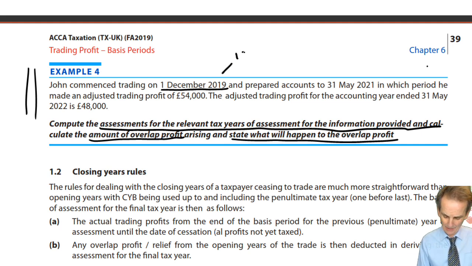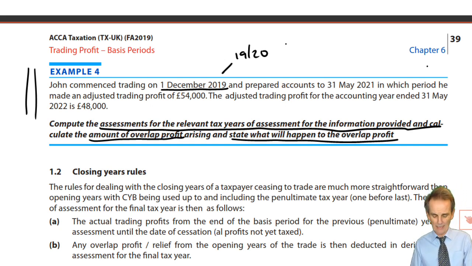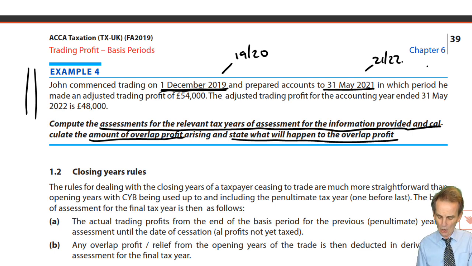Which tax year is that? There we go, 1920 is the first tax year. The actual basis of assessment will apply from that start date, December 19, through to the end of the tax year, the 5th of April 20. We then prepared accounts to the 31st of May 21. In which tax year does that end? It ends in 21-22. It is not a year end, it is a long period from the 1st of December 19 through to the 31st of May 21.